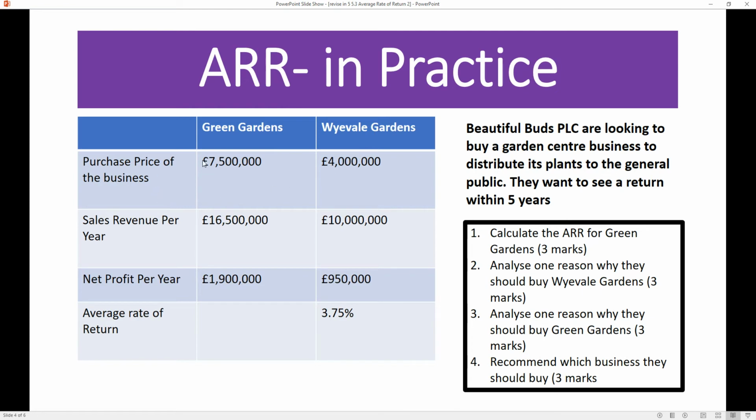The purchase price of Green Gardens is 7,500,000. It's 4 million for Wyvale Gardens. The sales revenue per year is 16.5 million for Green Gardens, it's 10 million for Wyvale Gardens. The net profit per year is 1.9 million, and the net profit for Wyvale Gardens is 950,000. So the average rate of return is 3.75% for Wyvale Gardens. You need to work out Green Gardens.